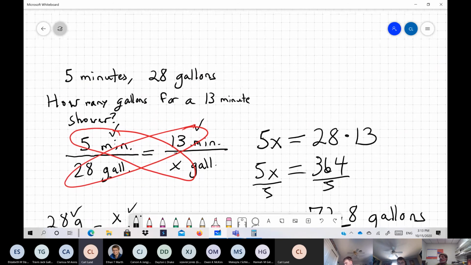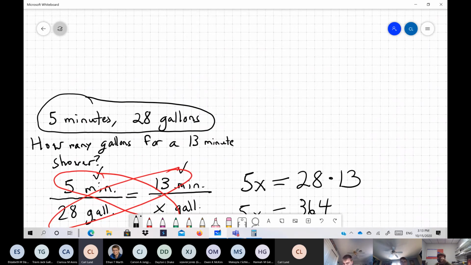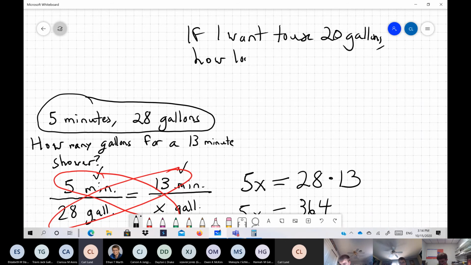We could also, from a problem like this, answer other questions. Let's answer another one. So the same setup. This particular shower, 5 minutes, takes 28 gallons. Well, let's say you want to conserve water. You don't want to use more than 20 gallons. If I want to use no more than 20 gallons of water, how long can I shower for?